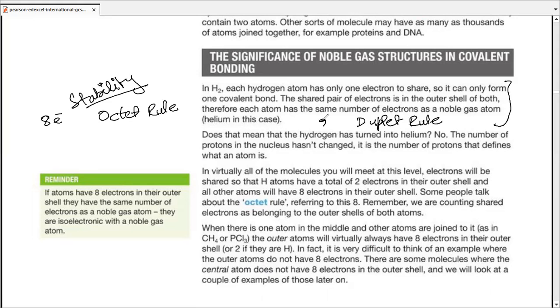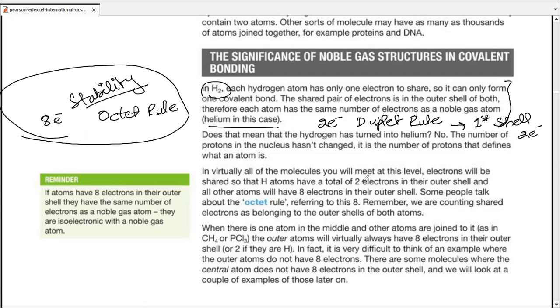Duplet means having 2 electrons in the outermost shell. This is only applicable to the first shell, as the first shell is so small it can only hold a total of 2 electrons. So this is only applicable to hydrogen, and the nearest noble gas in this case is helium. So for hydrogen, helium, or lithium, the Duplet Rule is applied. For the rest of the periodic table, the Octet Rule is good enough.